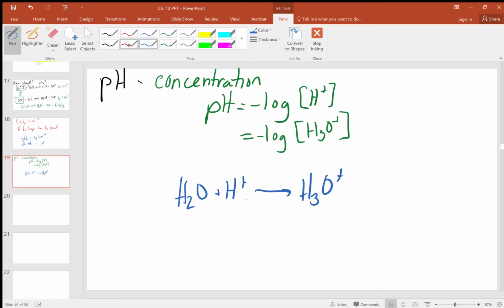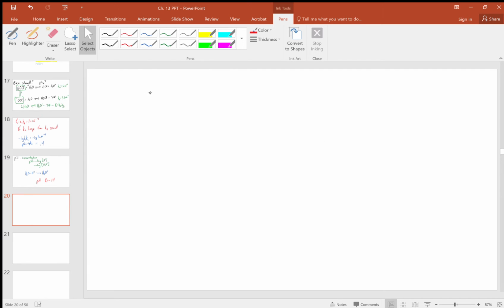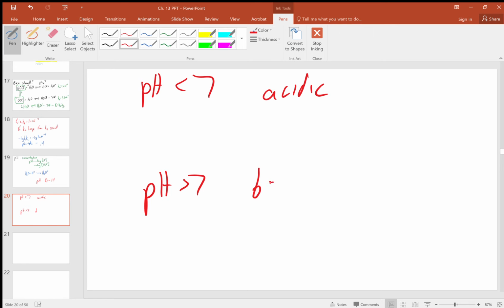Typical pH values range from about 0 to 14, where a pH of less than 7 is considered to be an acidic solution. Greater than 7 is considered to be basic, and a pH of exactly 7 is considered to be neutral.